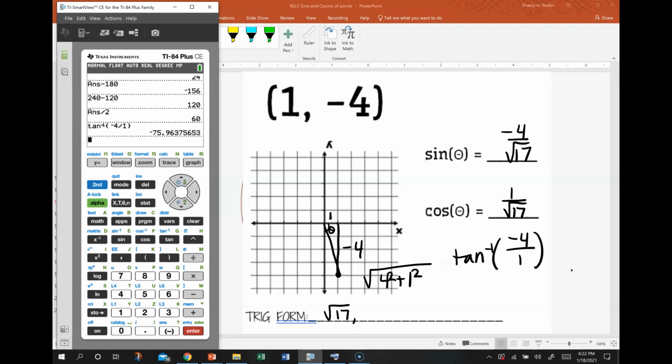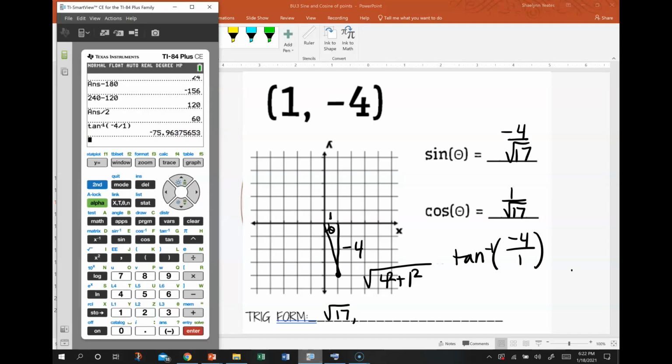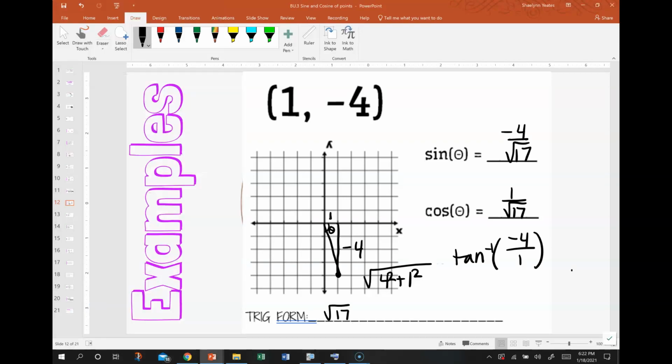-75.9 degrees. Now this is in degrees. If you want it in radians, you have to change your calculator into radians, okay? So it was. So now it's going to be that times the, so that comma and then my theta, which was -75.9 degrees.